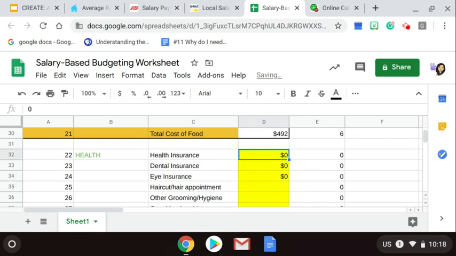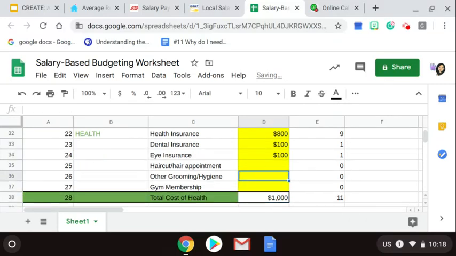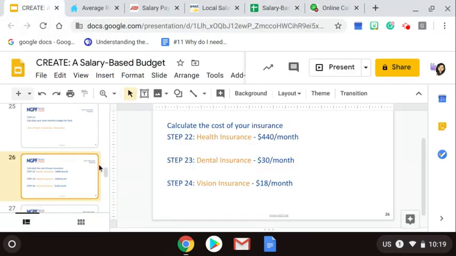But let's say you don't work for the government. Then this would be like 800, this would be 100 a month, and this would be another 100. So let's say this nurse works for a private hospital and does not have insurance. All right, so the next thing is haircut.